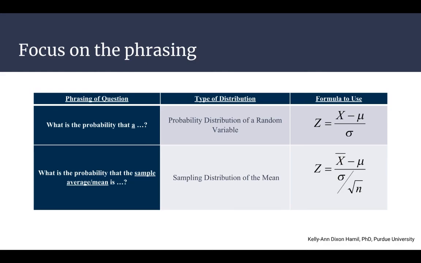So here's some comparison. When you're talking about the probability distribution of a random variable or a single value, you are looking at the phrasing of a question where it will say, what is the probability that A? Versus when you're talking about the sampling distribution of the mean, aka we're talking about the central limit theorem, what you're going to look at in the phrasing of the question is, what is the probability that the sample average, or what is the probability that the sample mean is? And these would be your z-scores to calculate whether or not you have some type of typical or unusual value in your data set.